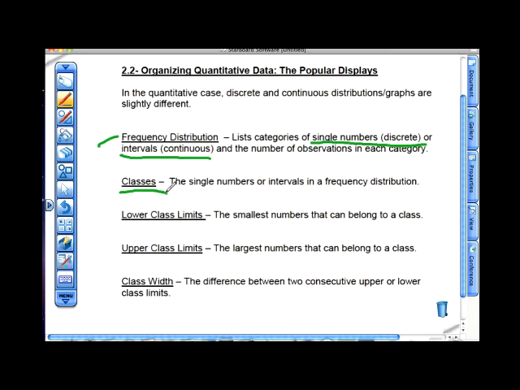Here, in the numeric case, we have what are called lower and upper class limits. Lower class limits are the smallest numbers that can belong to a class. Upper class limits are the largest numbers that can belong to a class. And class width is the difference between two consecutive upper or lower class limits. Lower class limits, upper class limits, and class width are a little bit different in the discrete versus the continuous case. So let's take a look.